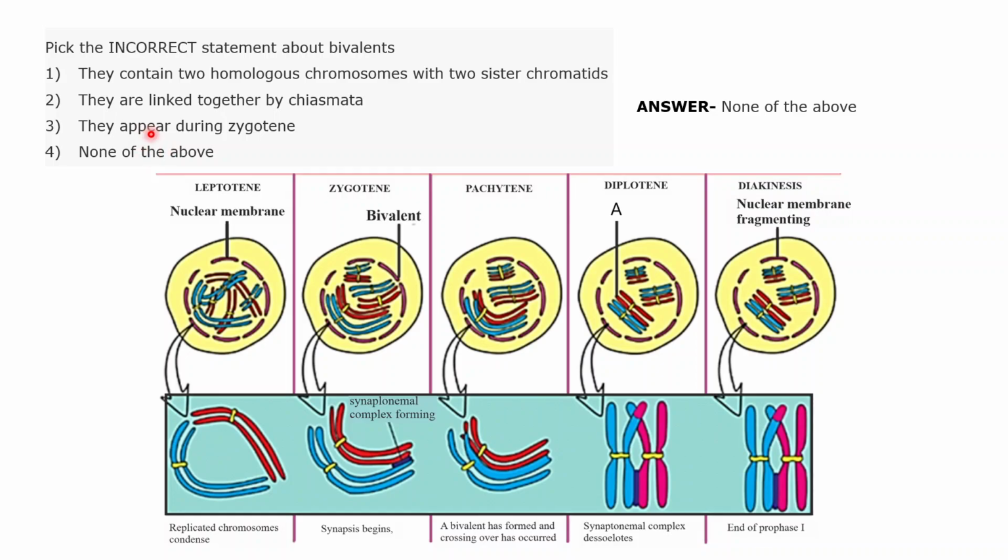So this option is right. Option number 3 is right. They appear during zygotene, and they are linked together by chiasmata. You can see the synaptonemal complex, and they are linked together by this structure. So that option is also correct. And they contain 2 homologous chromosomes joined by a structure called chiasmata or the synaptonemal complex, right? They consist of sister chromatids because they are homologous chromosomes. So if you look at these 3 options, they are correct if you look at the diagram. So if you choose one option, it will be none of the above, because all the other options are correct and none of the above is the incorrect option.